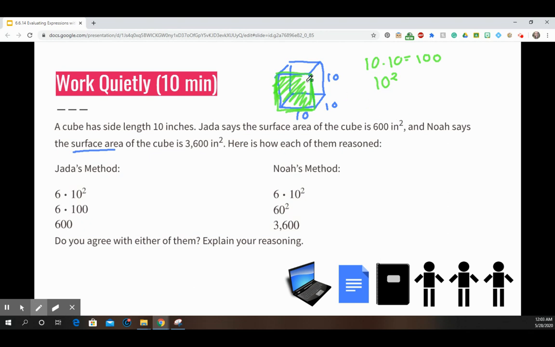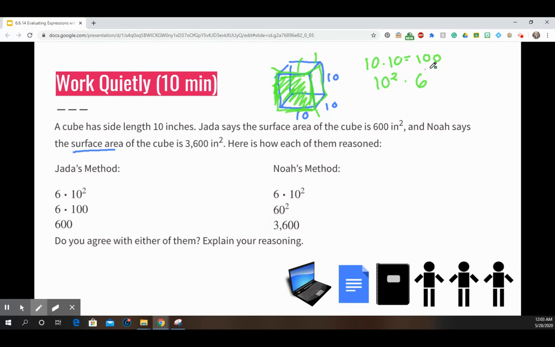But I'm not looking just for the area of one square. I know there's one square here, one square here, up here on the top, this side, and the bottom, right? So there's 6 faces I have to account for. So I have to take whatever quantity I get and multiply it times 6.